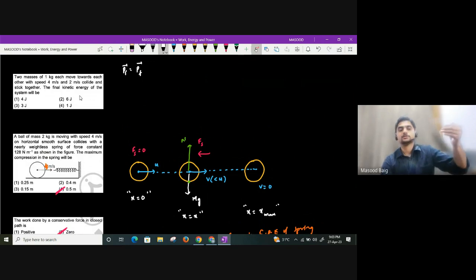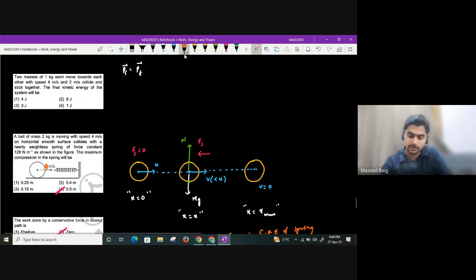You see, let us see, 1 kg mass is moving with 4 meter per second along positive x, or let us say both are moving in same direction, guys. Sorry, they have given that they are moving towards each other. So if one is moving along positive x, the other will move along negative x. I'll just draw the diagram over here. 1 kg mass with speed 4 meter per second is moving along positive x direction. In the same manner, 1 kg mass with speed 2 meter per second is moving along negative x direction.